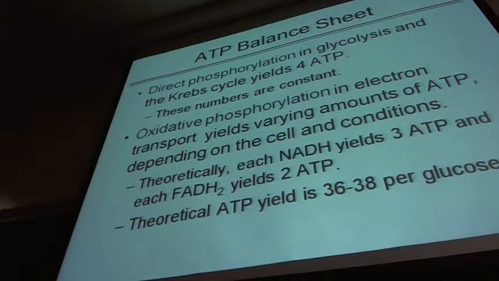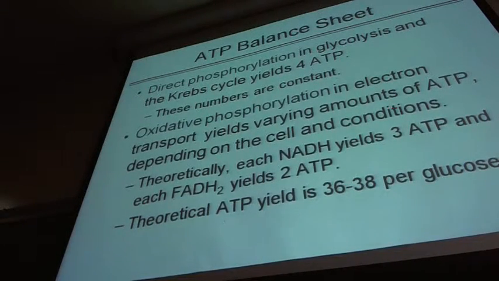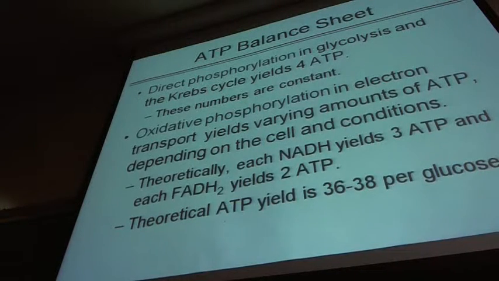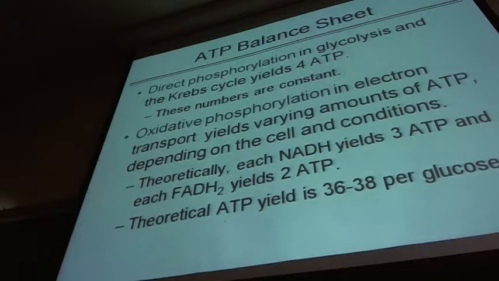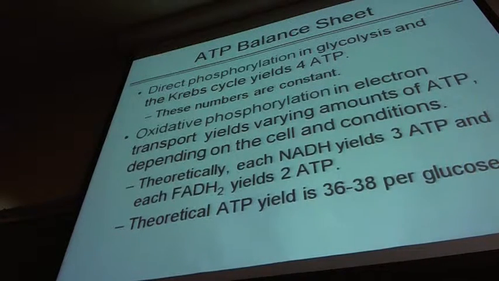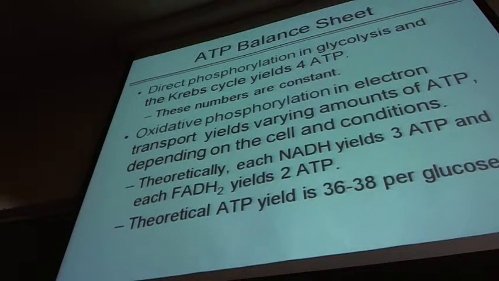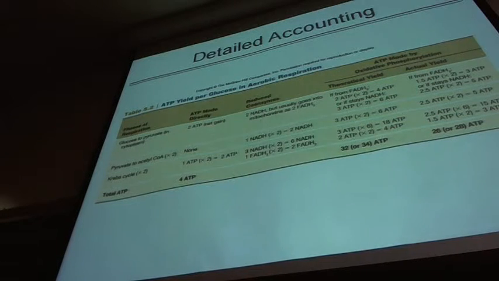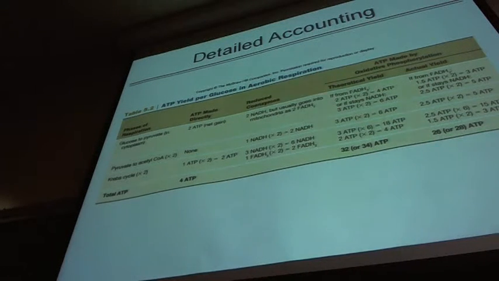ATP balance sheet, I'm going to let you go through that in your book. Here it says theoretical ATP yields 36 to 38. If you look at the actual number, there is some ATP that's used to drive the proton pumps to provide other energy needs between the Krebs and the electron transport system, so it's really 30 to 32. And that's detailed in your book also. Okay, this is out of the book, so this is the 32 to 34.